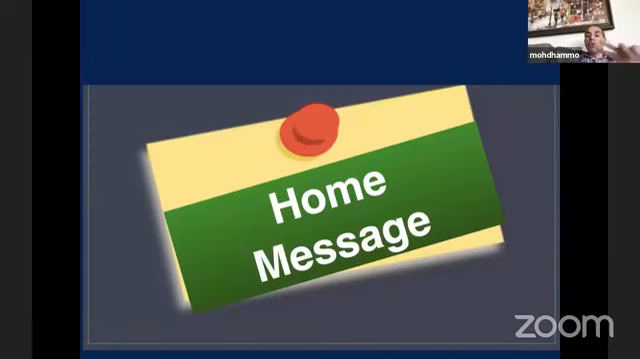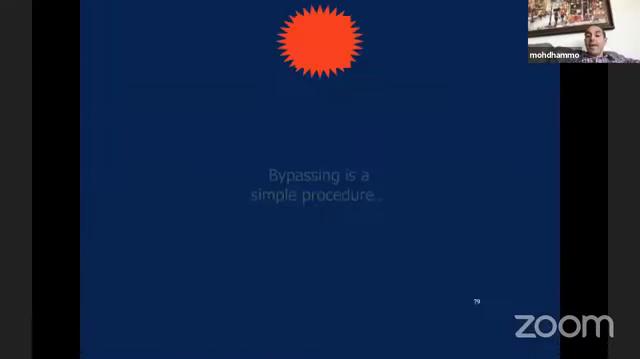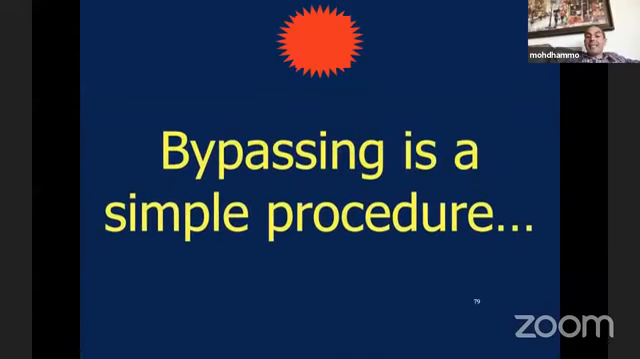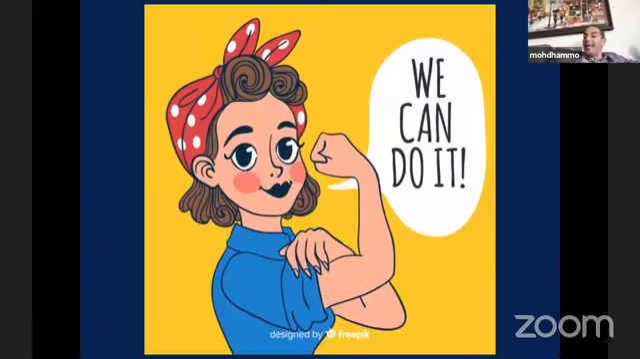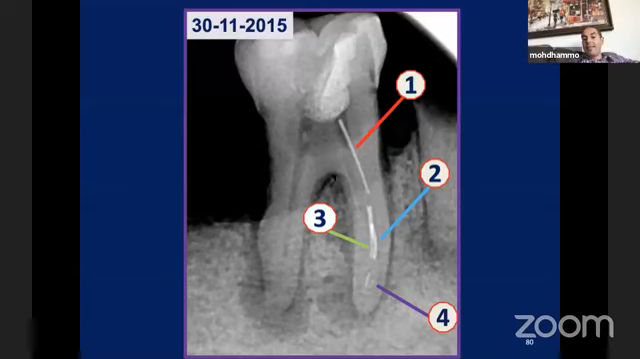So I have 2 take-home messages. My first take-home message, bypassing is for general dentists. Everyone can do it. It is a simple procedure. You need manual files. You need to be patient, and you have to have a lot of determination. So let's see here. I have 1, 2, 3, 4 broken instruments, and I believe we can do it. So let's remove the broken instrument from the straight line.